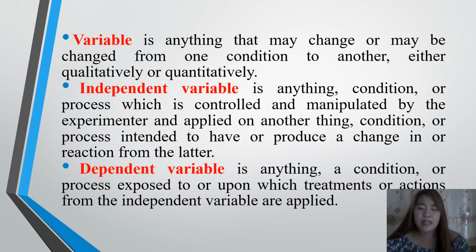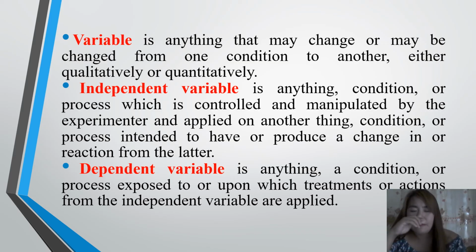An independent variable is anything, condition, or process which is controlled and manipulated by the experimenter and applied on another thing, condition, or process, intended to have or produce a change in or reaction from the latter. Okay? Ang independent variable, ito po yung cause. While dependent variable, ito po yung effect. Take note, I repeat, independent variable is the cause and the dependent variable is the effect.